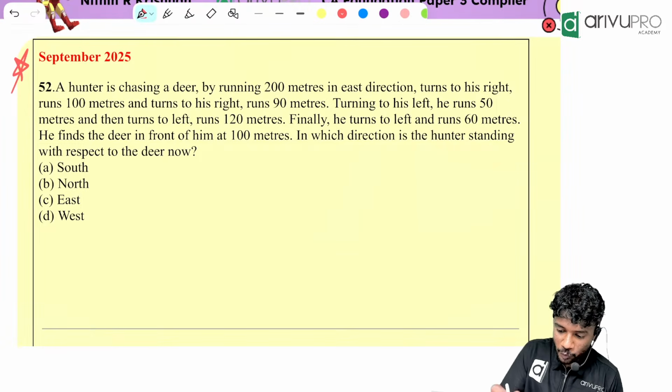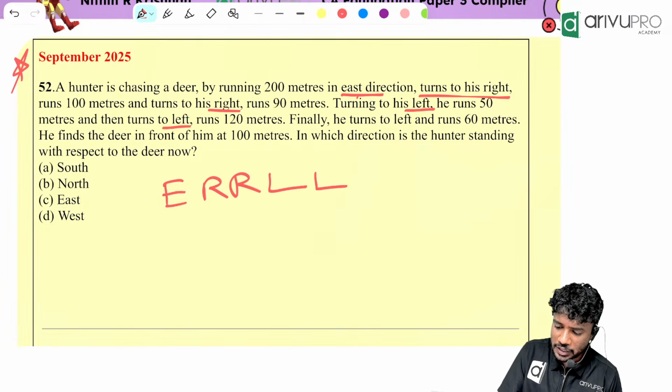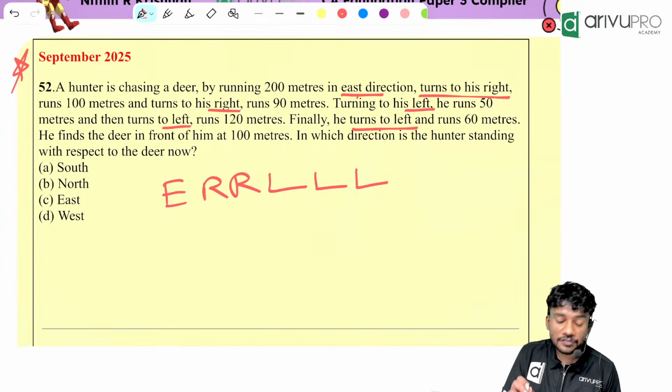Deer is moving in which direction? The east direction. Then turns to which direction? The deer is in east direction, turns right, then turns right, then turns left, then turns left. Then finally turns left. Then what happens? The deer is in front of him.